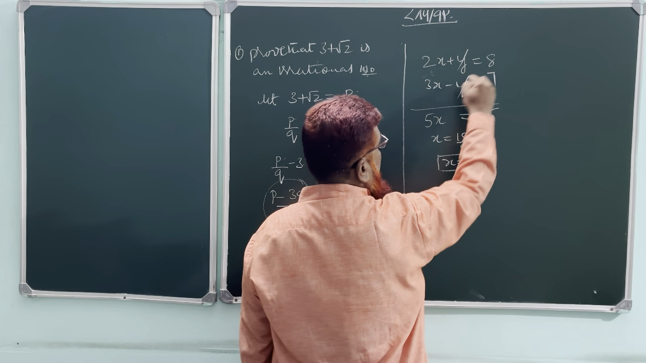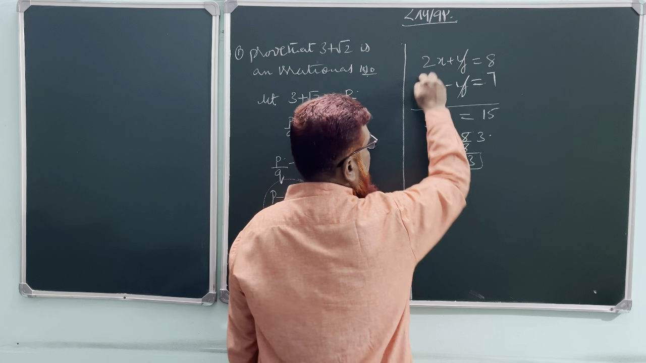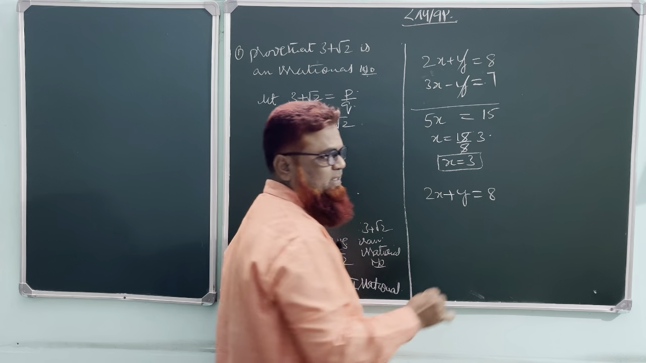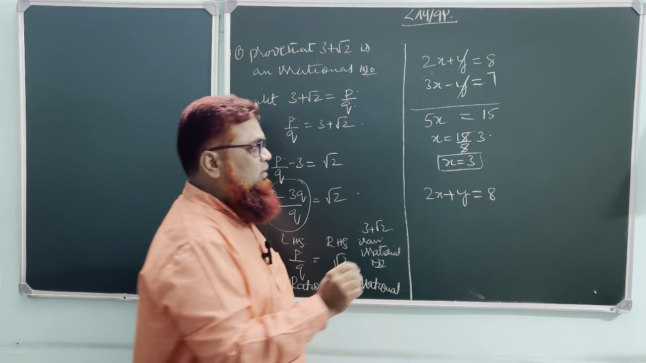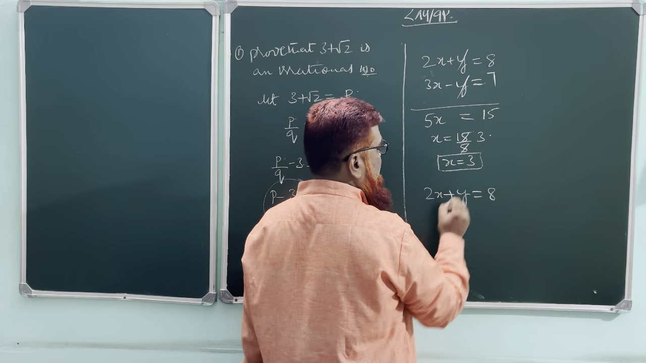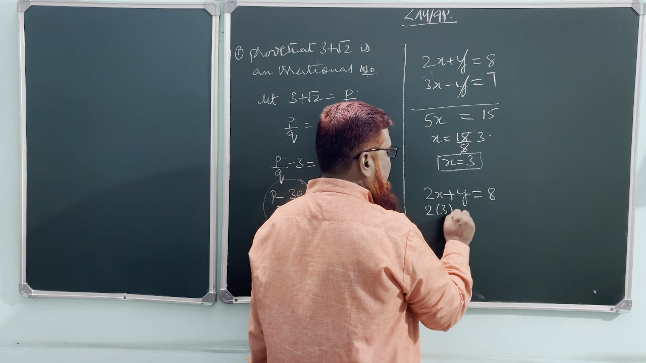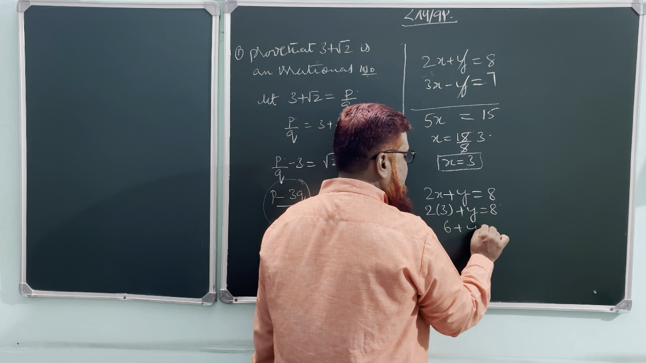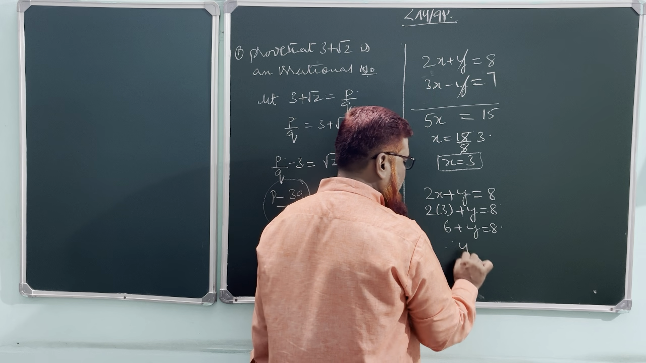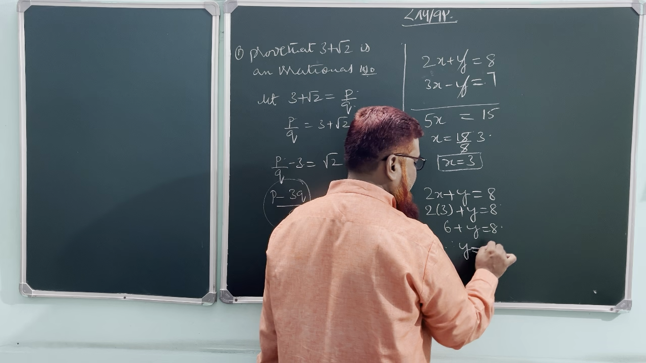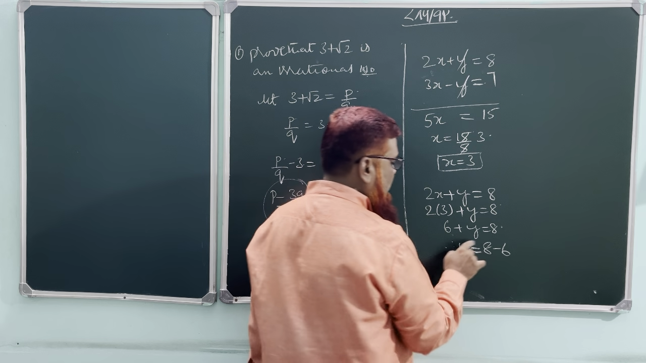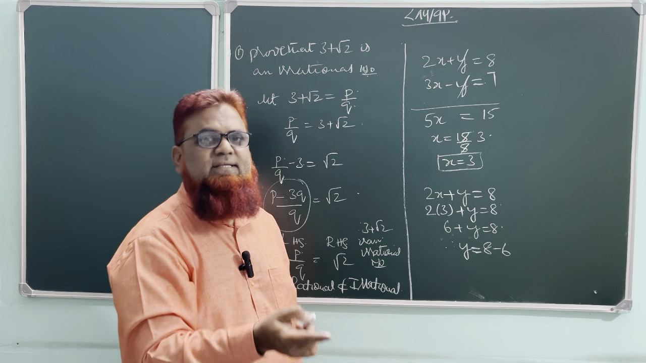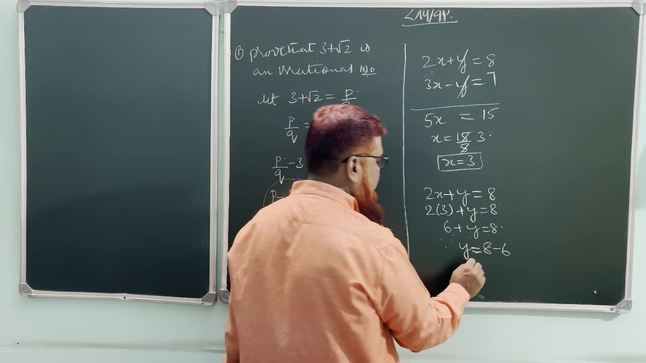2x plus y is equal to 8, 3x minus y is equal to 7. So I take the first equation, 2x plus y is equal to 8. Now we got the value x is equal to 3. Substitute that in x. 2 into 3 plus y is equal to 8. 2 threes are 6 plus y is equal to 8. Therefore, we want y as the variable. y is equal to 8 minus 6, as 6 is shifted to the right hand side, so it becomes minus 6. y is equal to 2.